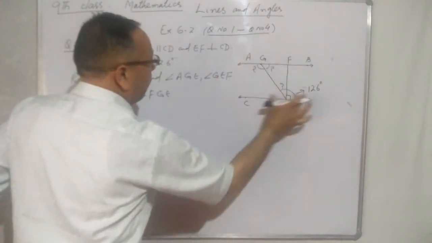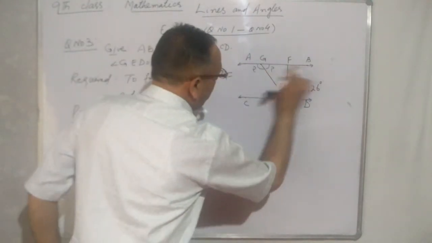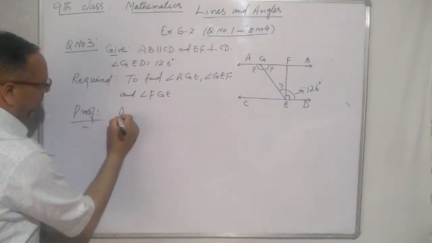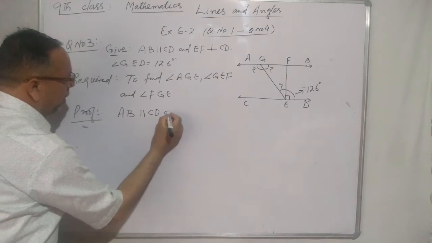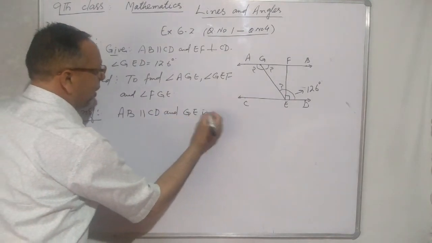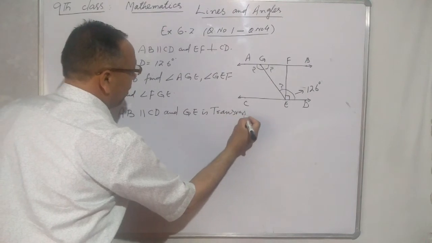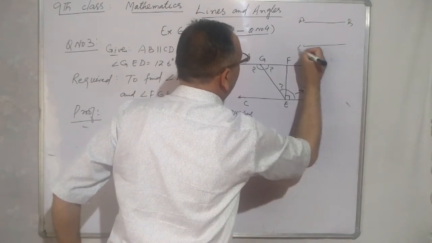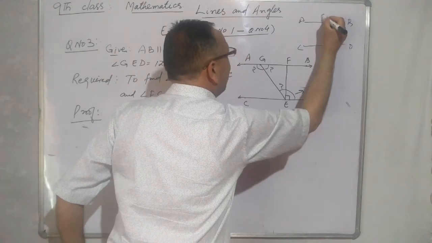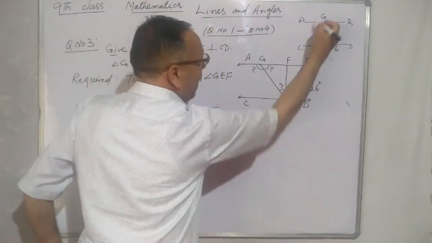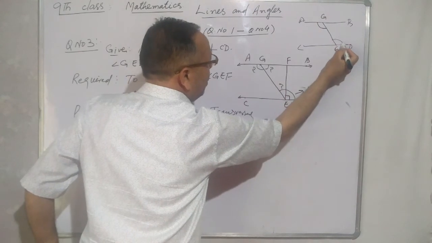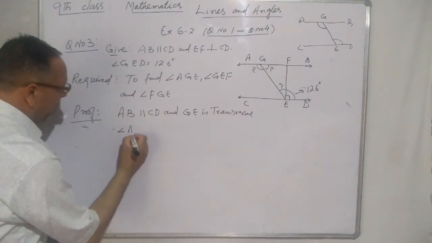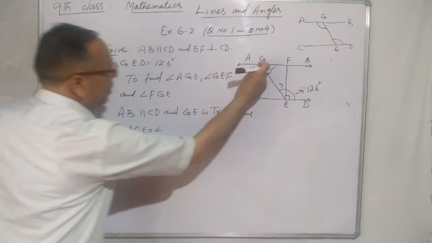Now it is given that AB is parallel to CD. Look at the figure. AB is parallel to CD, and here clearly GE is transversal. Here, this is AB and this is CD and this is GE. GE is transversal. That means this angle AGE will be equal to angle GED. These are alternate interior angles. Therefore, angle AGE is equal to angle GED.